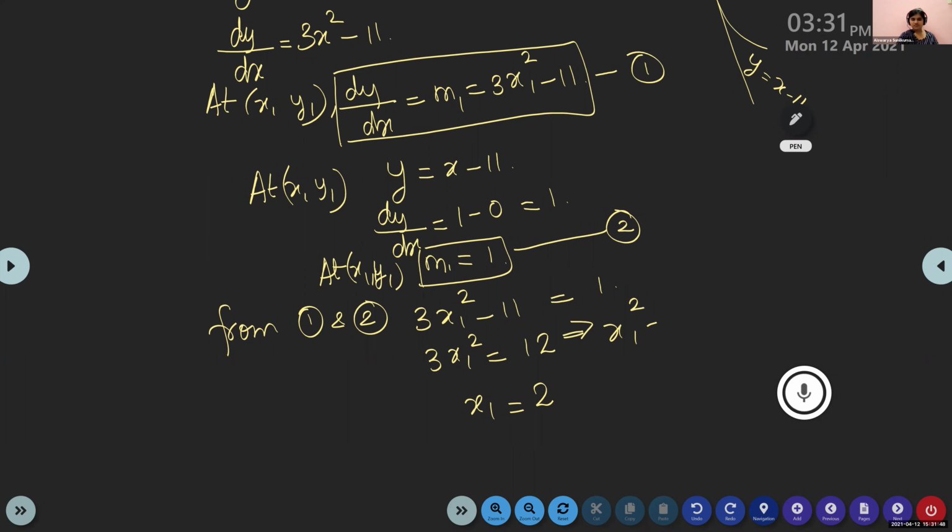So x1 square is 4. So it's not just 2. Whenever we take square root, we have to consider both. So x is plus or minus 2. So we are getting two values for x.